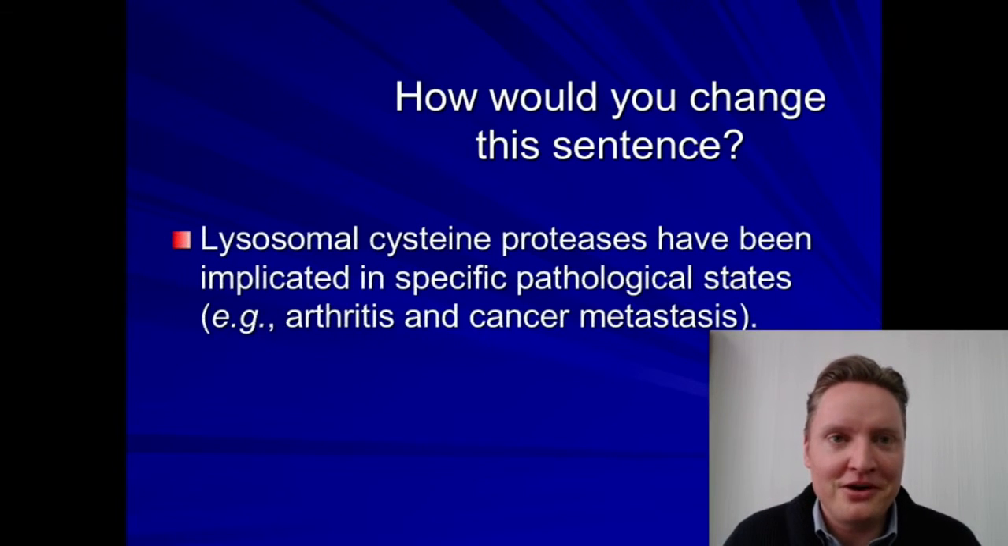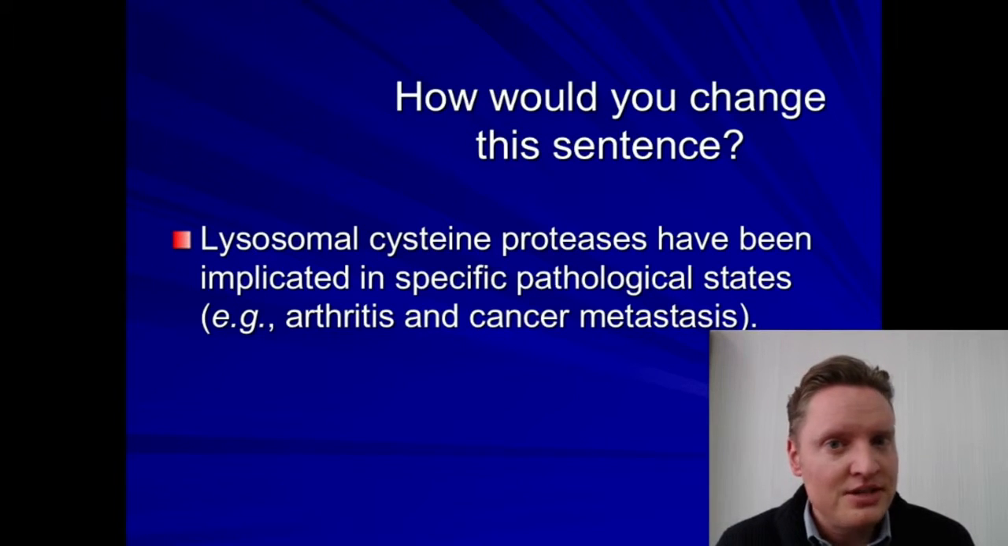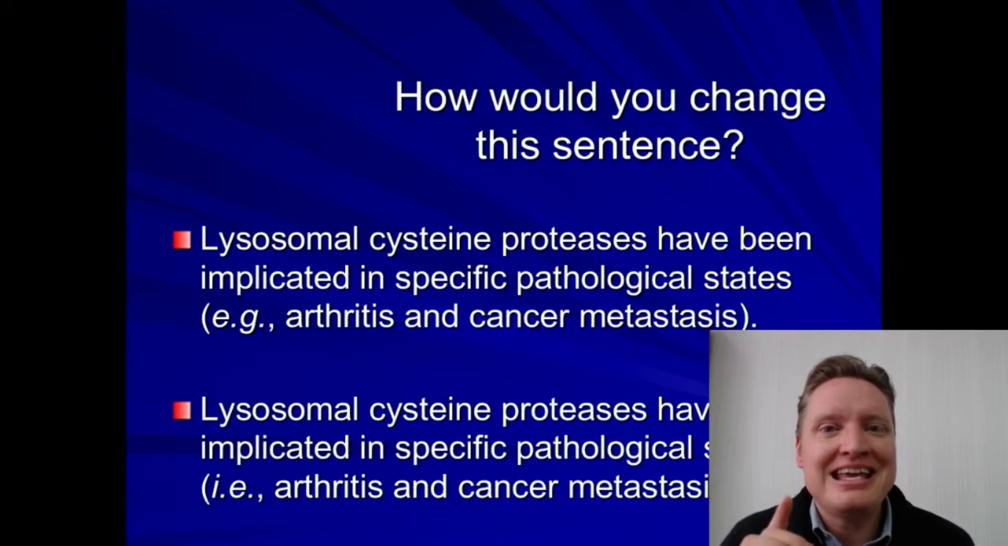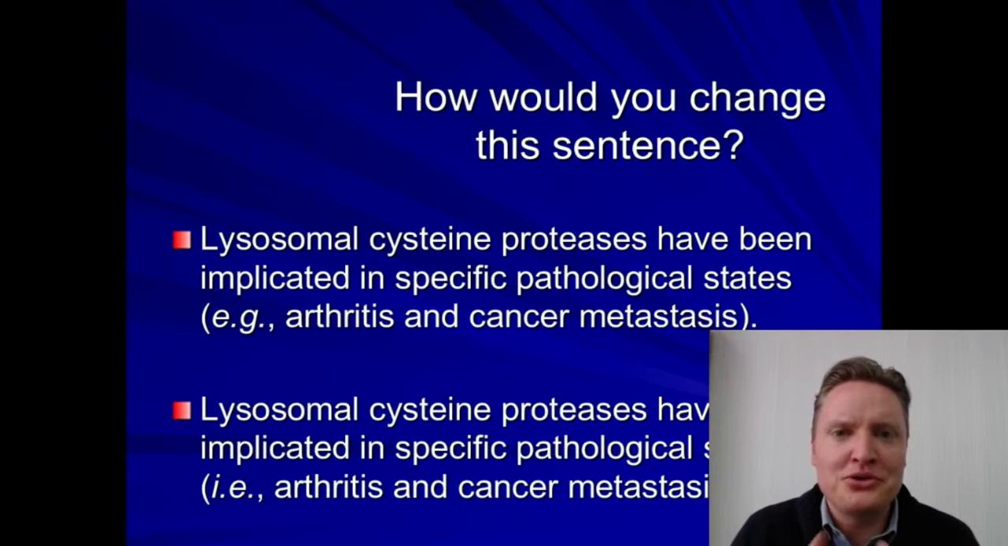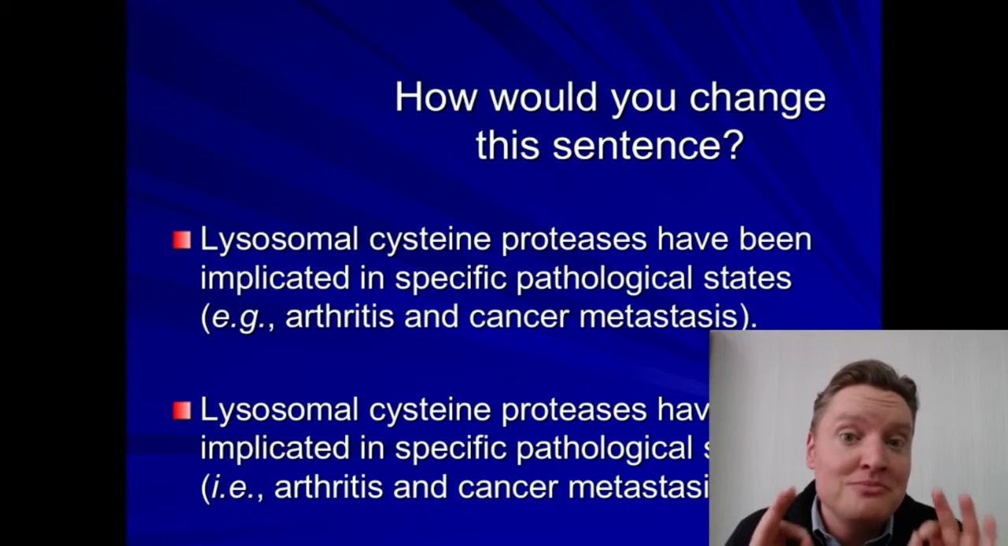Here's another example of this error. These have been implicated in specific pathological states, e.g. arthritis and cancer. Now, these specific pathological states, these are not examples here, so the author shouldn't use e.g. He wants to define what those specific pathological states are, so he should say i.e. or namely, not e.g. but i.e. Be careful which one you use here. I see students sometimes randomly using these interchangeably, but they really do mean different things.